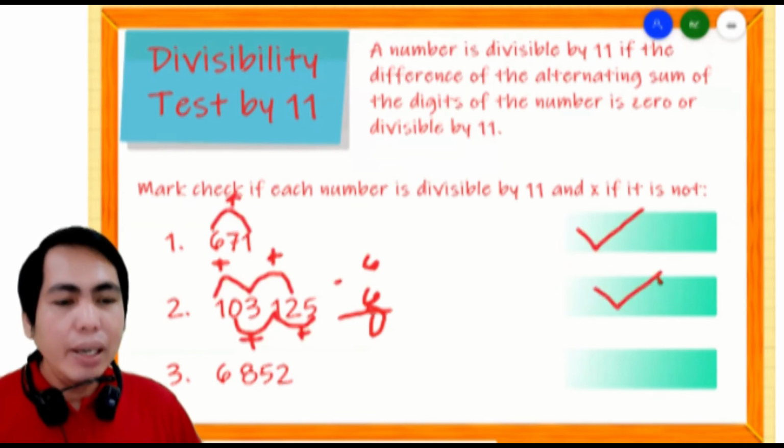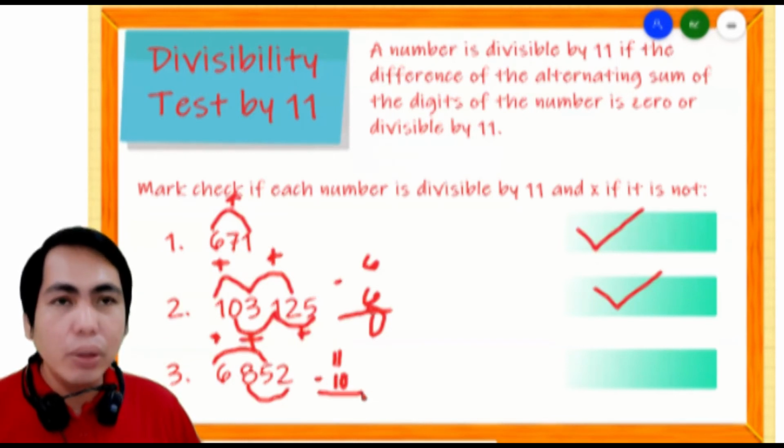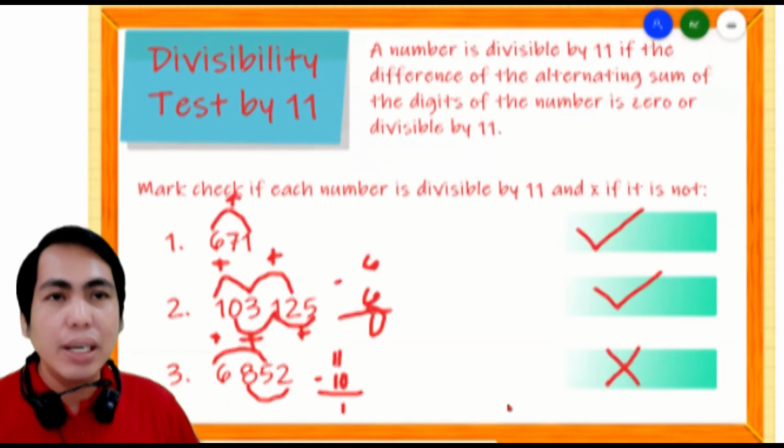And then finally, we have 6,852. So we will add 6 and 5. 6 plus 5 is 11. 8 plus 2, we have 10. And then we have to get the difference between the two sums. 11 minus 10 will give us 1. 1 is not divisible by 11. So meaning to say that 6,852 is not divisible by 11. So this is an X.